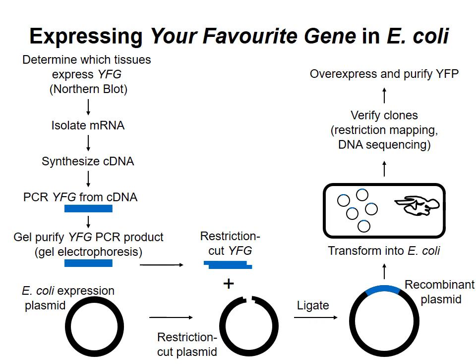In this series of videos, I'll describe the steps you would take if you wanted to express a mammalian gene, which I will call your favorite gene, in the bacterium Escherichia coli. Expressing a gene in an organism means that the organism makes many messenger RNA copies of the gene of interest, and then the organism translates that mRNA to produce the protein product of the gene.